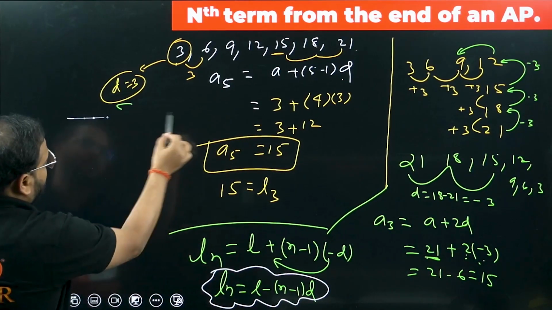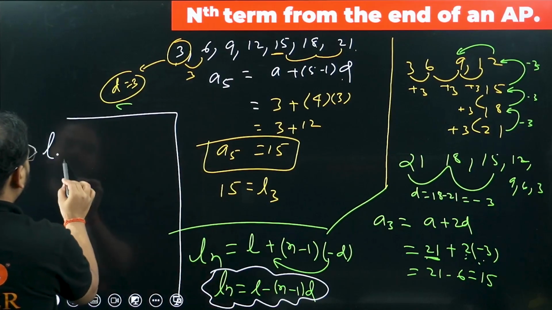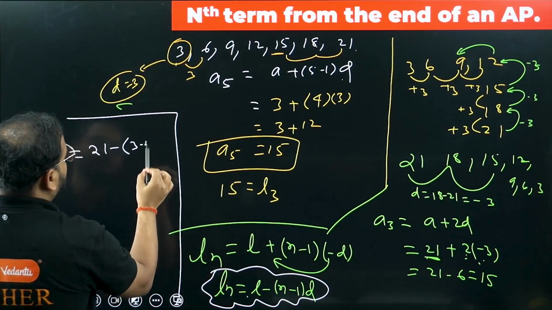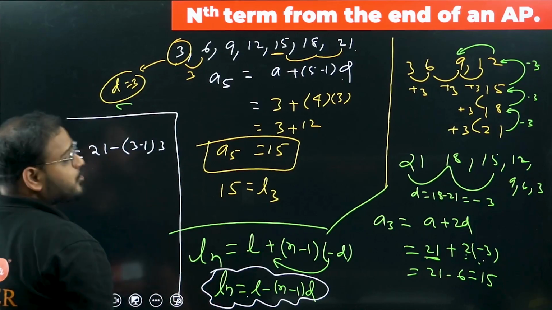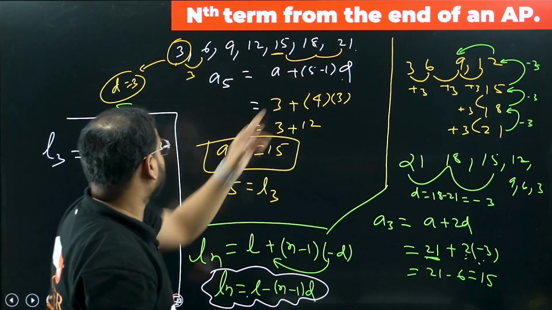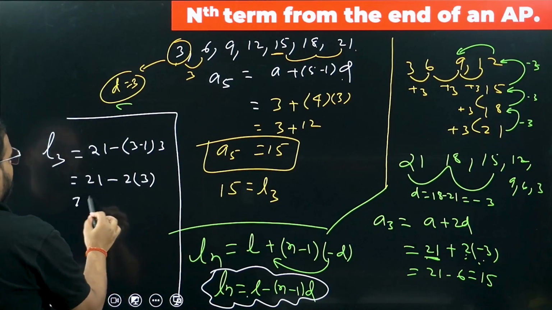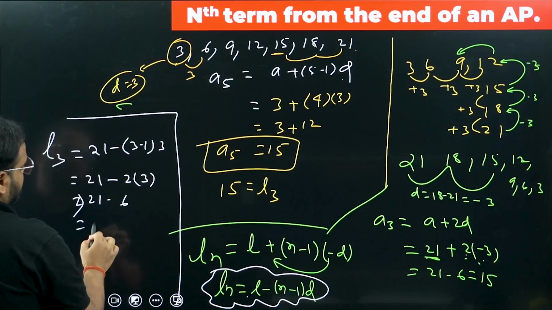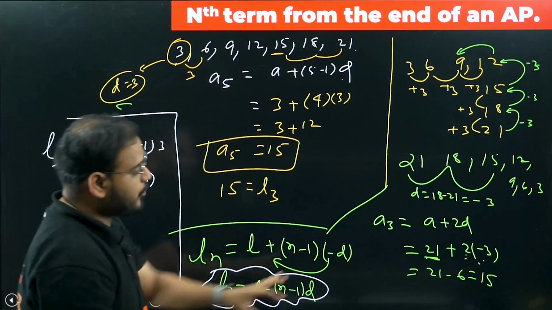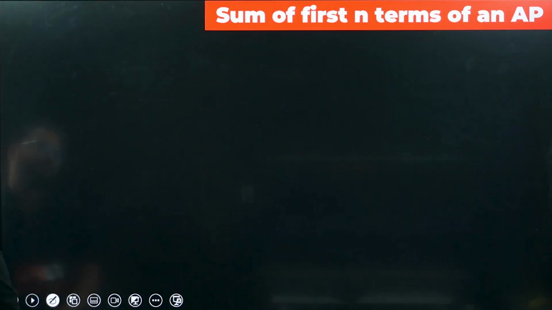Please check. I can show you again. L3, the third term from the last, right? So L3 will be equal to what? What is the last term? Last term is 21. Minus 3 minus 1. What's the common difference in this case? 3. Why 3? Why not minus 3? Because I'm taking this AP now, the third term from the last. 21 minus 2 times 3, 21 minus 6, 15. So for this AP, if you're finding the last term, use this formula. If you reverse the AP, you can use the normal formula for the general rule. Please have a look.